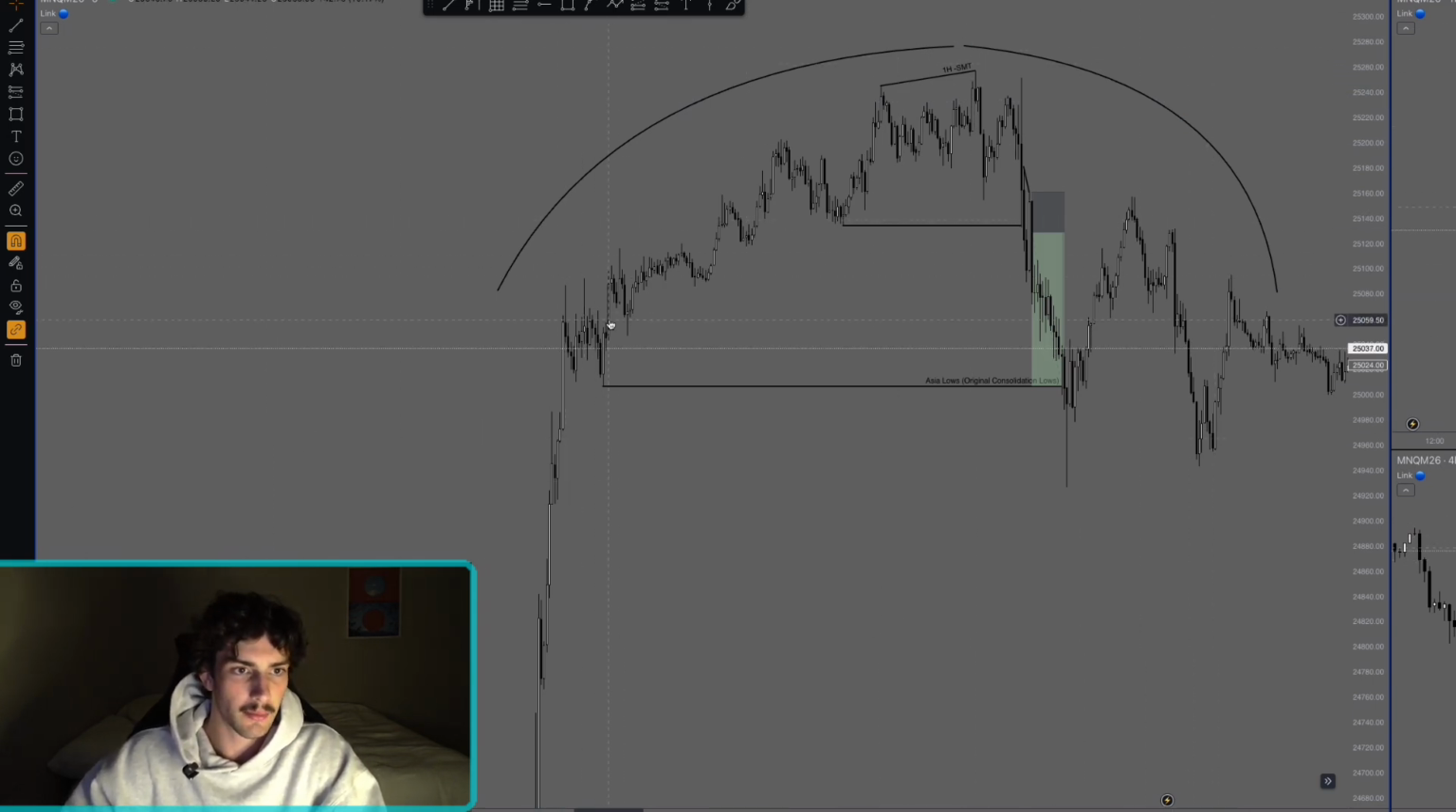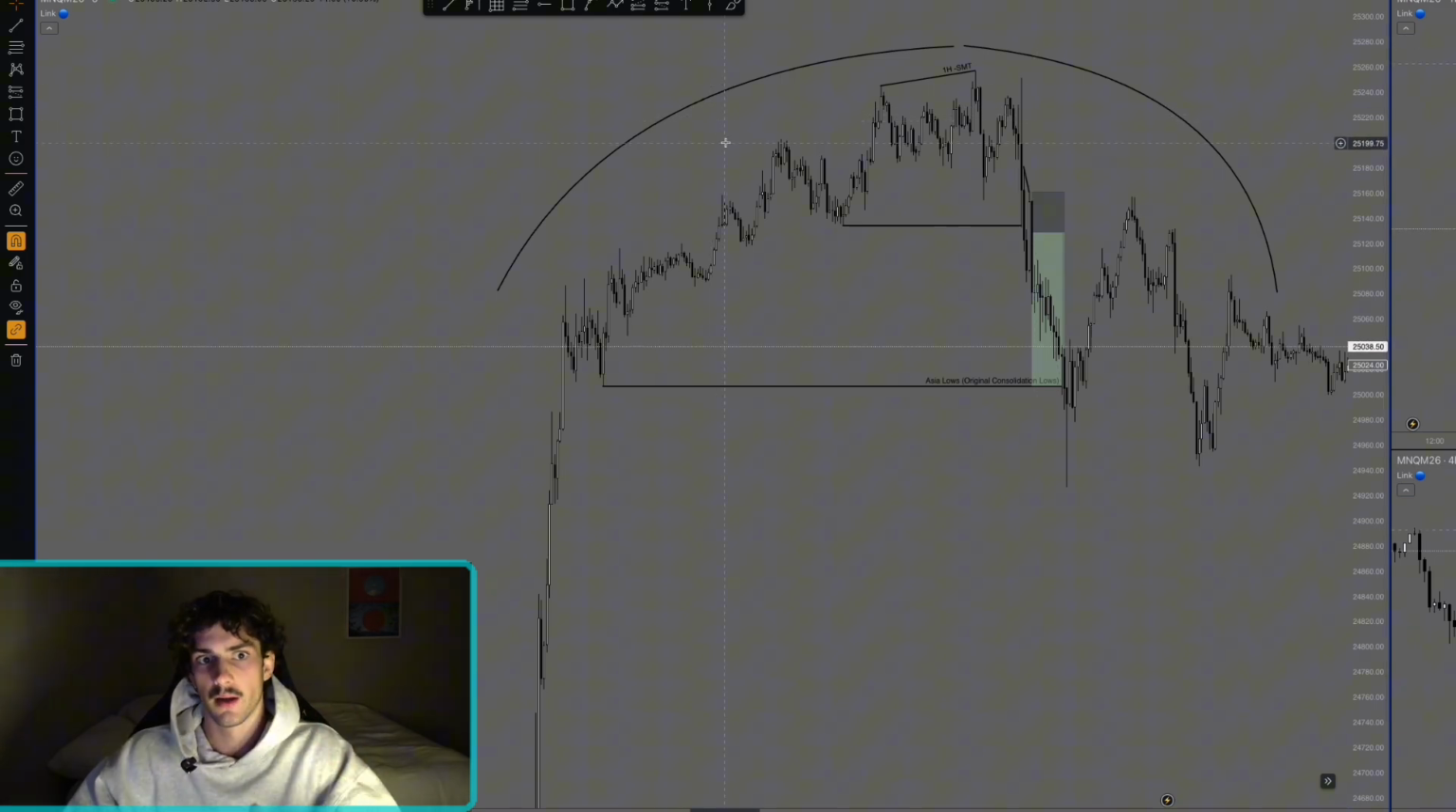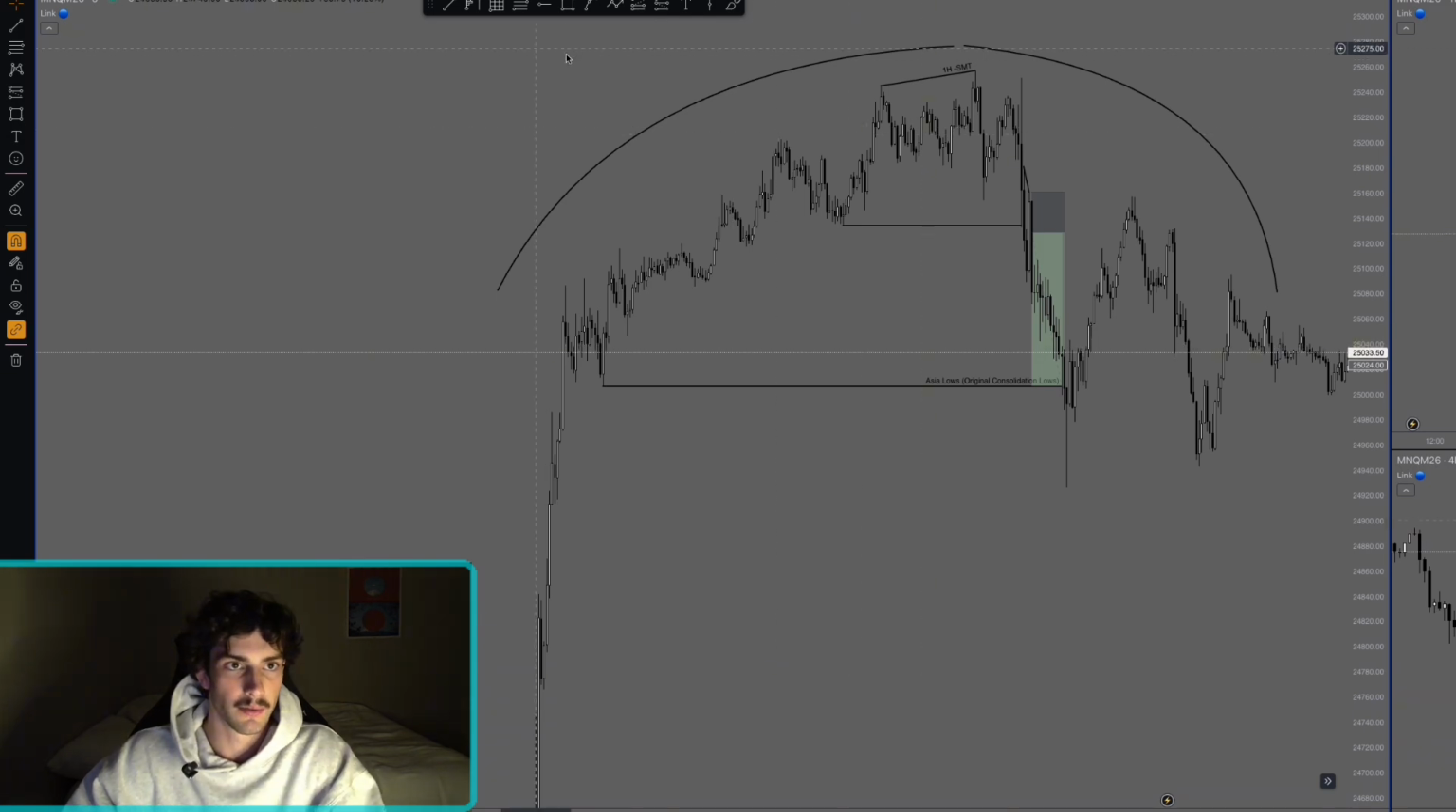Now, how do we know this is original consolidation? There's no fair value gaps within this range. Straight chop. Original consolidation. We gap here, that's our displacement, low risk inside of that gap. Look to frame your first stage reaccumulation, second stage reaccumulation, and then the smart money reversal. Very clean smart money reversal.